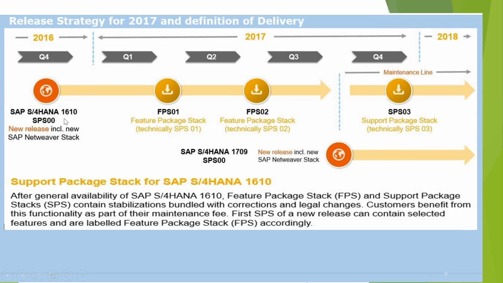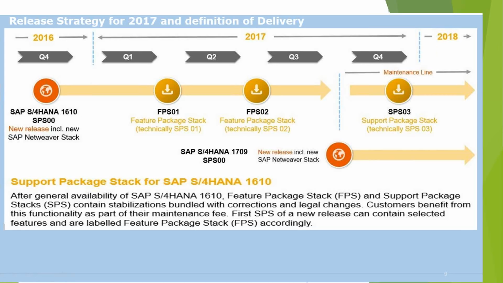The 1709, or any version you talk about, refers to the year, here 2017, and the month of that particular year when it is released. So 2017 September is the release of 1709. Now they are also coming with 1803 in 2018, that is 2018 March. So that is another version.